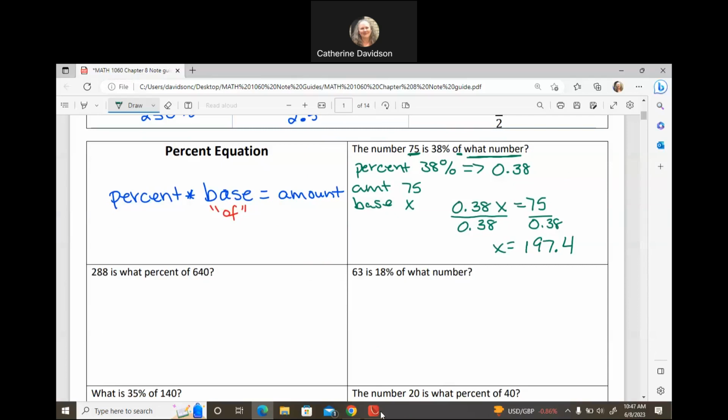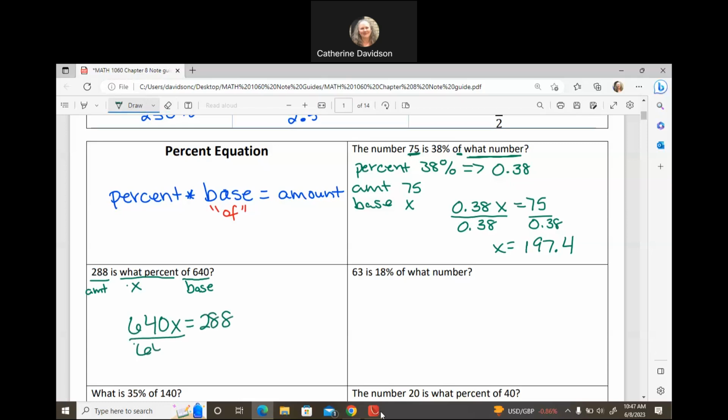The next one, 288, is what percent of 640? All right, it says of 640, so that's the base. They want to know what percent, so our percent is going to be x, and 288, that's the other one that's left over, that is the amount. So base times percent, 640 times x is equal to the amount.